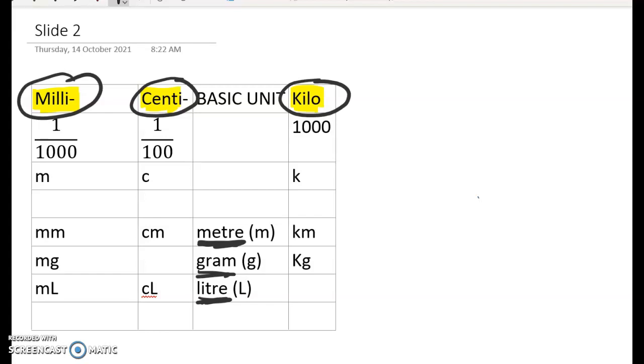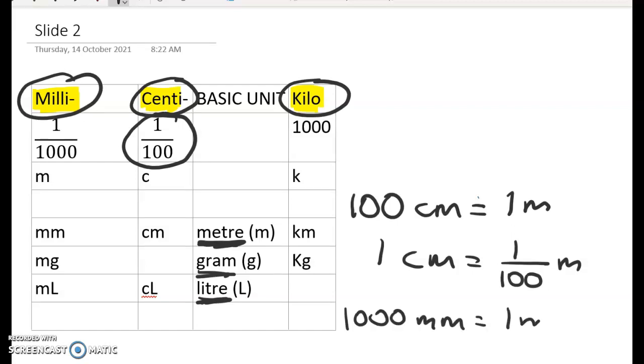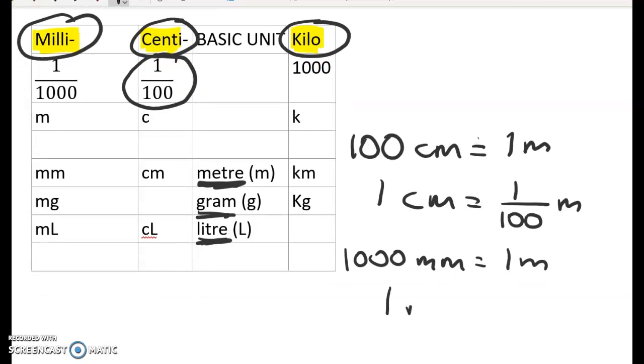Okay, so for example, we know that there are 100 centimetres in 1 metre. So 1 centimetre is equal to 1/100th of a metre. Okay, so whenever you see centi, it means 1/100th of the basic unit. We know that there are 1,000 millimetres in 1 metre. So if we've got 1 millimetre, that means it's 1,000th of a metre.